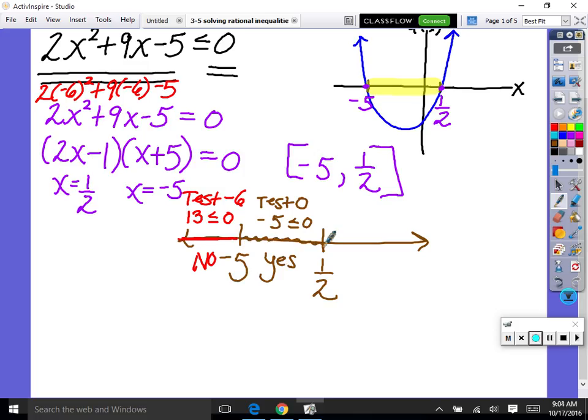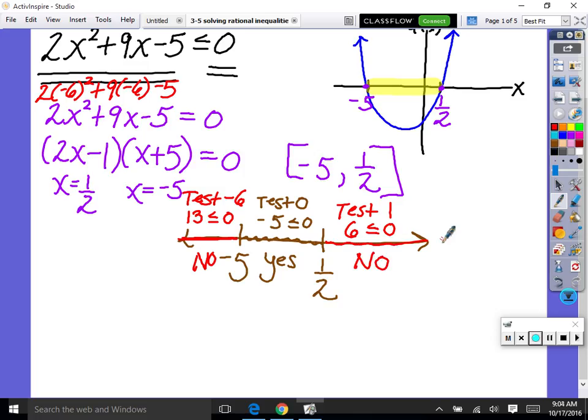Is everybody seeing how this is working? Let's test something over here, something greater than 1/2. Let's just test 1. That's a good idea. We get 6. Is 6 less than or equal to 0? No. So we know that this isn't in our solution.